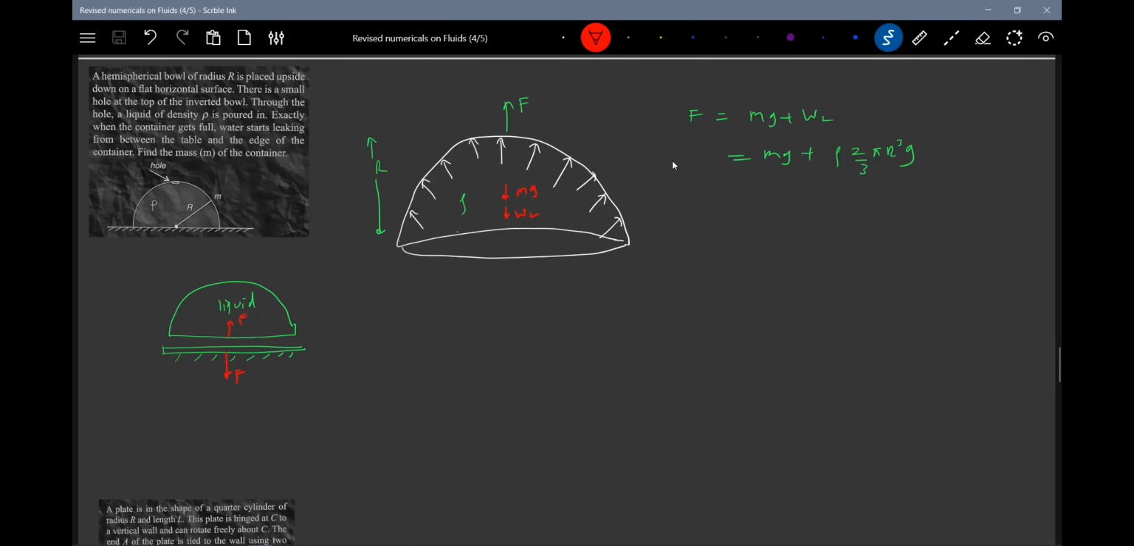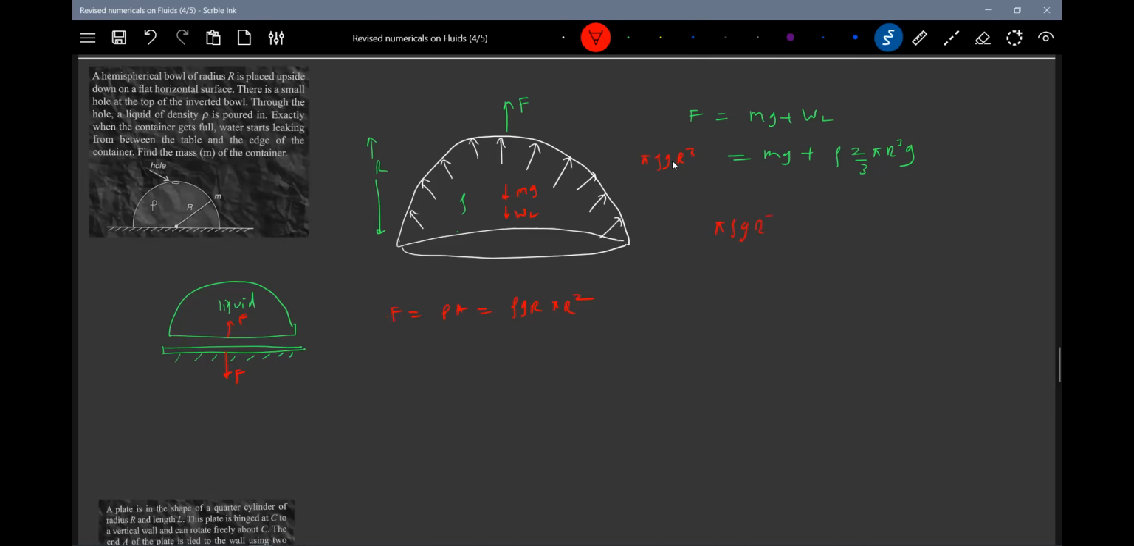Then how to calculate this F? F is given by pressure into area. So pressure is how much? Rho g r. This is pi r square. This I'm going to substitute here. Pi rho g r cube. Solving for this, we'll get the mass of the thing.